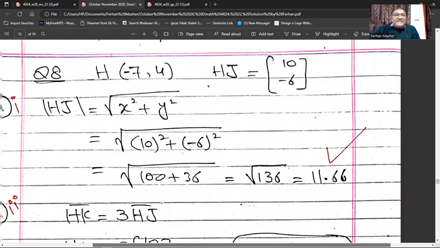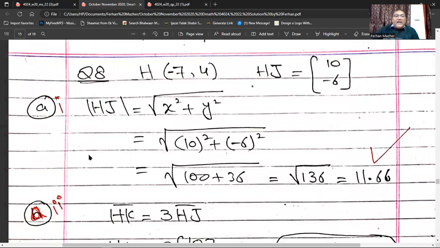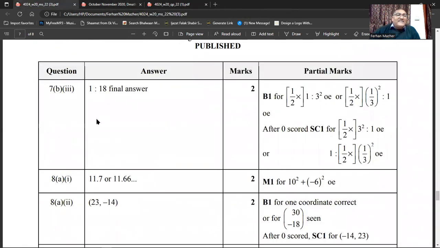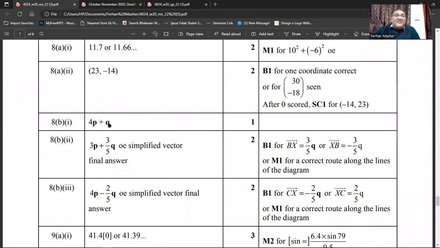So you can see here, HJ is already given. The magnitude of HJ will be x squared plus y squared, and square root on it. So it will be the square root of 10 squared plus minus 6 squared. So it will be 100 plus 36, square root of that, and that will be the square root of 136, and that will be 11.66. 11.66, or 11.7 you can say, and that is the right answer. That is showing up on your screen.